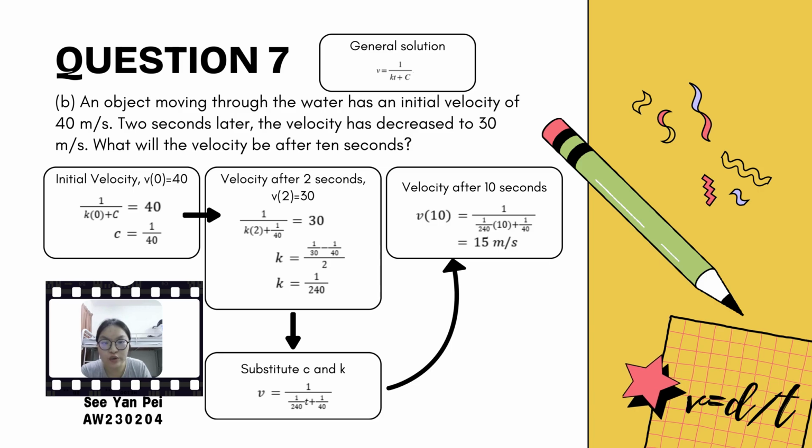Question 7b asks what the velocity will be after 10 seconds. First, we use the initial velocity, t equals 0, v equals 40, and substitute into the general solution to find c is 1 over 40. Then the velocity after 2 seconds means that t equals 2, v equals 30, so 5k is 1 over 240. Then substitute c and k into the general solution. Then we can find the velocity after 10 seconds.